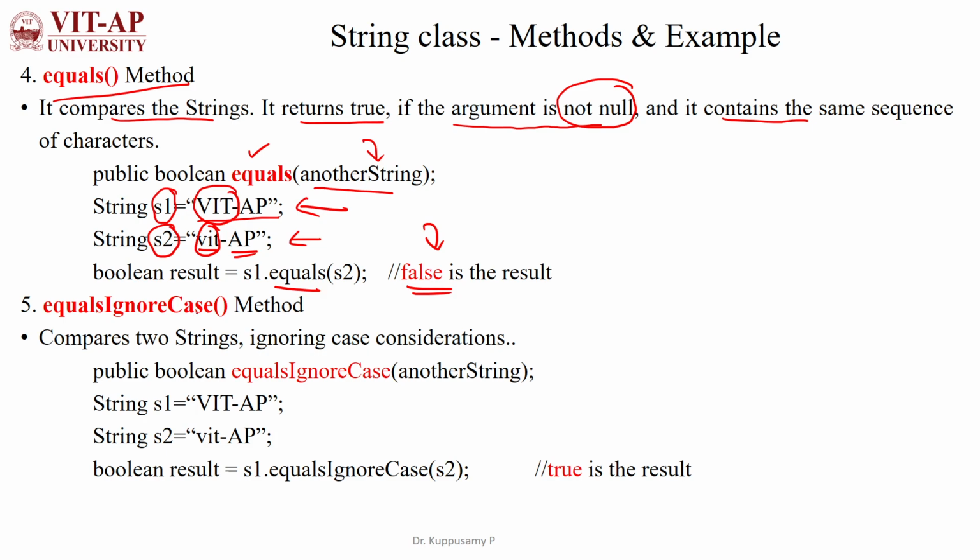Then equalsIgnoreCase. In the above example, it considers the lowercase and uppercase of the letters, but here it will ignore the case of the letters. When you are using this, both are having vatap, only the case of the letters is different. When you are using equalsIgnoreCase, it only checks whether the letters are equal or not, it will not check the case of the letter, that means uppercase or lowercase, so it will give the result as true.